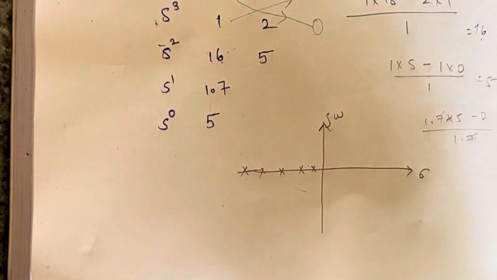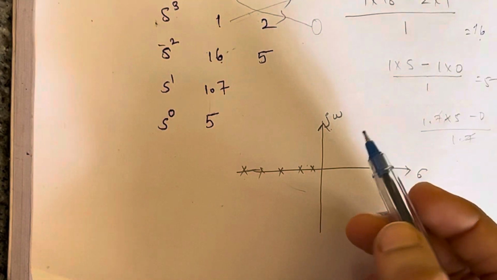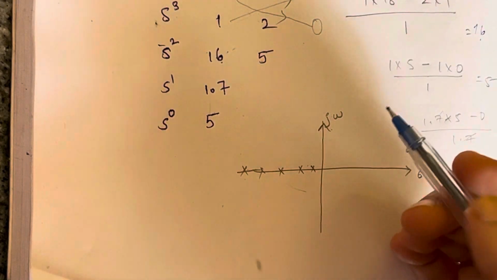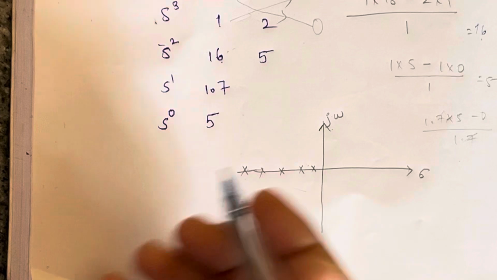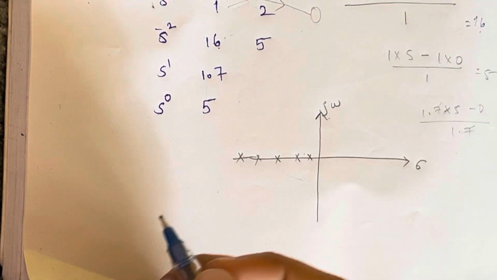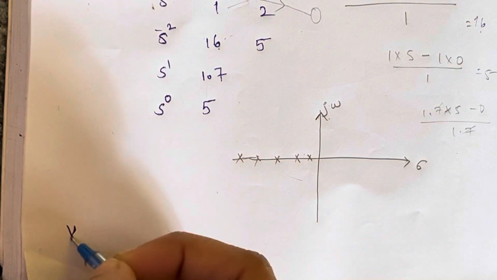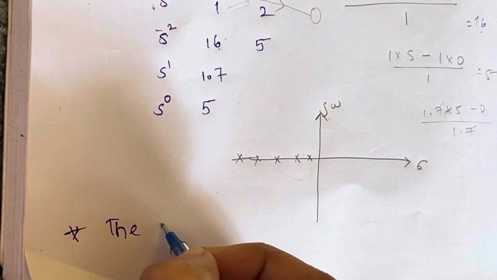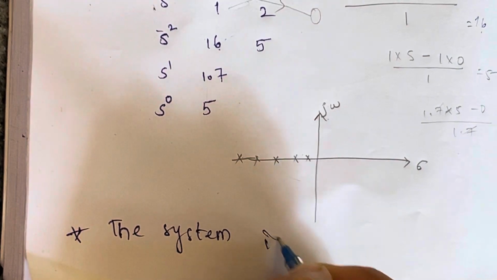So from the cases that we have seen earlier, we can say that the system is stable because all the poles are lying in the left side of the s plane. He has asked us to comment on the location of the roots. So we can say that the system is stable.